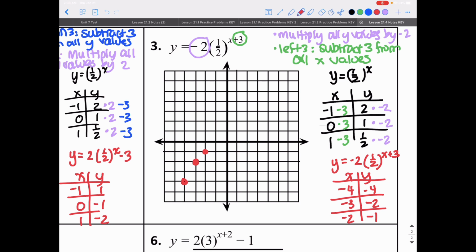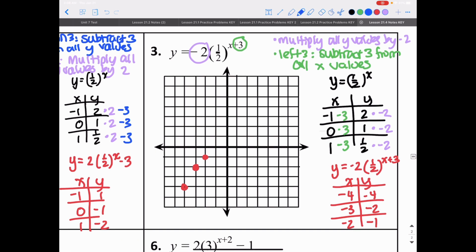And the first thing I really want to do before I do anything else is draw what my horizontal asymptote is. And there is no vertical shift, so it is the x-axis. y is equal to 0, horizontal asymptote. And that's the line I'm going to make sure I don't touch. So this is my exponential function.